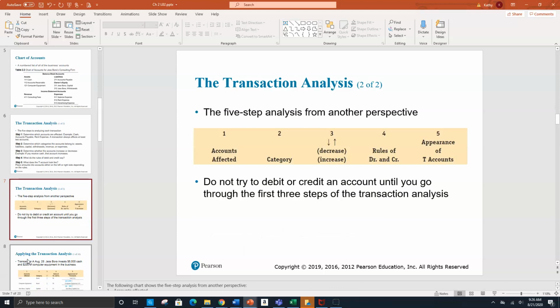Okay, the 5-step analysis from another perspective. These are the same steps. Step 1, look at the accounts affected, decide the category. Is there an increase or decrease? The rules of debits and credits, and the appearance of T accounts. Do not try to debit or credit an account until you go through the first 3 steps of the transaction analysis.